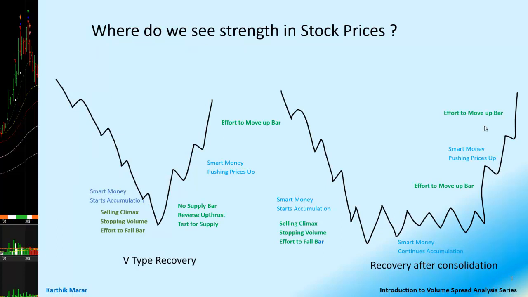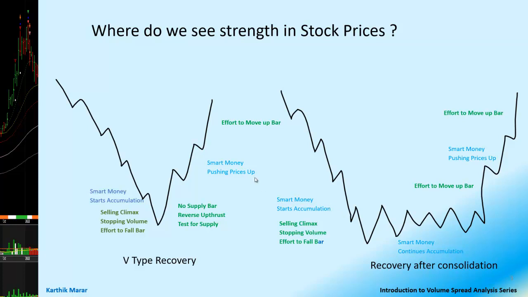Earlier, we had seen where the signs of strength appear in a down move. The reverse upthrust bar is normally seen in a V-type recovery, and this is the location where you would normally see the reverse upthrust bar, and most of the time it is where the reversal takes place. It is very rare to find a reverse upthrust bar in a consolidation type recovery.